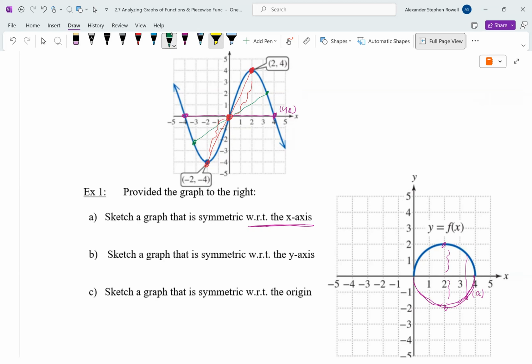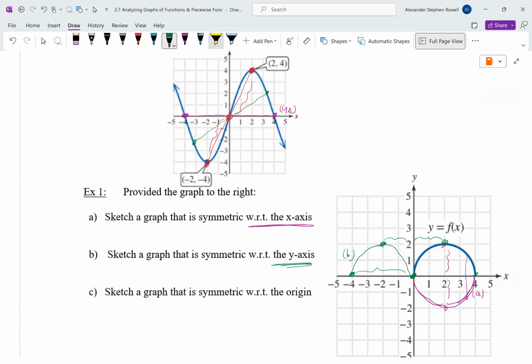Part B, sketch a graph that's symmetric with respect to the y-axis. So look at the original. What would that look like if we reflect it about the y-axis? I might plot this point and say it's 2 away from the y-axis. On the other side, we reflect it over here. And the point 4 is 4 away from the y-axis, so on the other side, it's 4 away. And the point here is 0 away. It stays 0 away. This one would be a function. So this is part B.